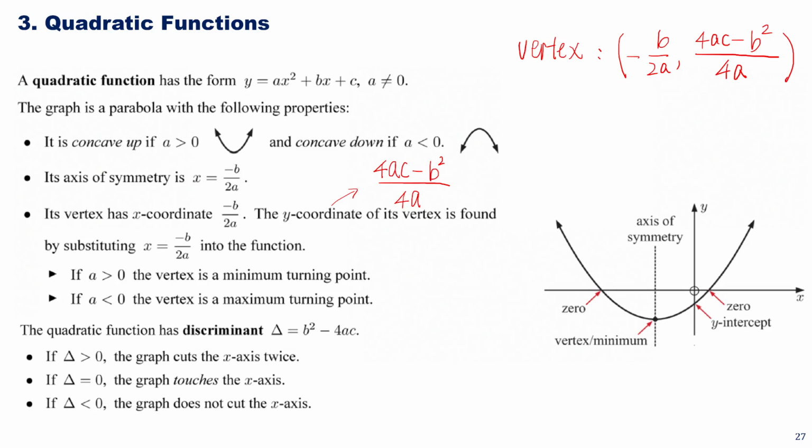If delta is greater than 0, the graph cuts the x-axis twice. And if delta equals 0, the graph touches the axis only once. And if delta is less than 0, the graph does not cut the x-axis. Which also means when delta is greater than 0, the corresponding quadratic equation will have two different zeros. And when delta equals 0, you only have one zero, right? And when delta is less than 0, the corresponding quadratic equation will not have any real solution.